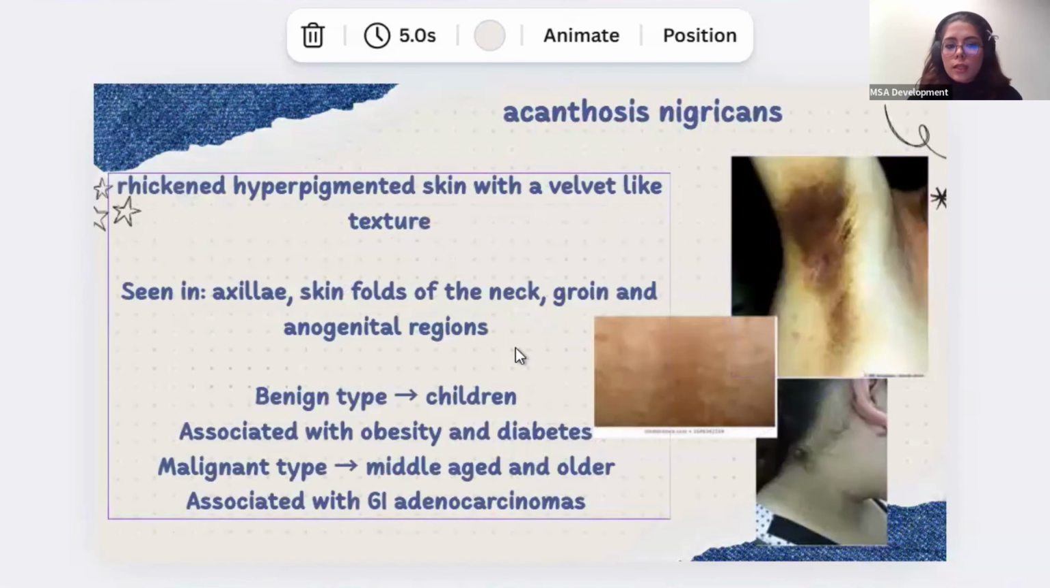Acanthosis nigricans. This one is somewhat important. Thickened hyperpigmented skin with a velvet-like texture. It's seen in the axillae, skin folds of the neck, groin, and anogenital region. The benign type is seen in children and it's associated with obesity and diabetes. The malignant type is seen in middle-aged and older people, and is associated with a GI adenocarcinoma. So we've had two things, okay? The first one was the Leser-Trélat sign, which was dysplastic nevus syndrome, not dysplastic nevus syndrome, sorry, seborrheic keratosis, and just a bunch of them on the back. That's GI adenocarcinoma. Acanthosis nigricans is the same thing.